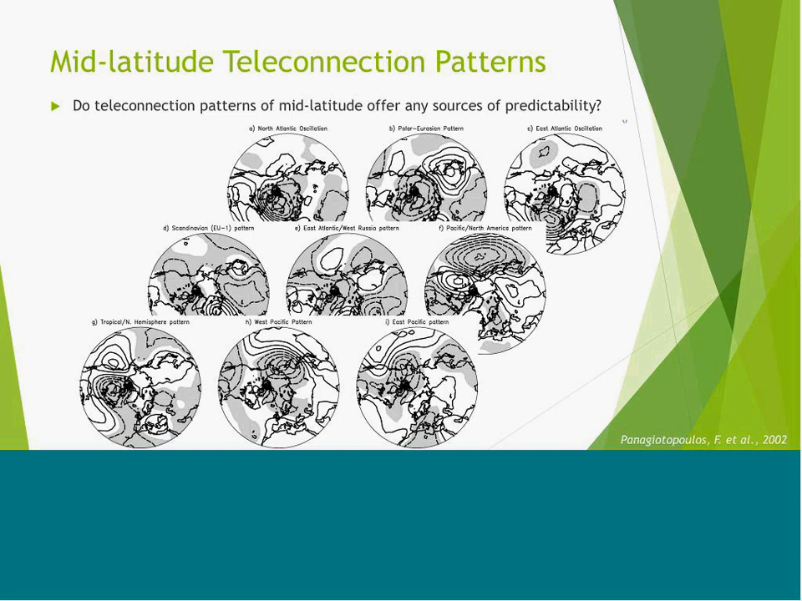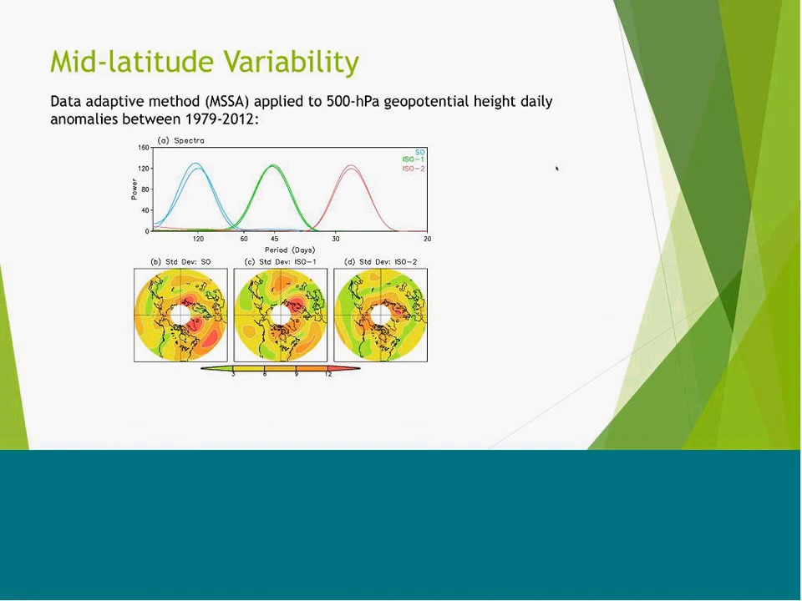And while most of these teleconnection patterns characterize the interannual variability of the mid-latitudes, some of them also show variability on a shorter timescale. And this is the variability that we would like to explore and see if we can relate it to the predictability at weeks 3-4. So to decompose the variability of the mid-latitudes in its components, we apply the data adaptive method known as the multi-channel singular spectrum analysis, or MSSA, which was designed to isolate the subseasonal and seasonal variability of the mid-latitudes.